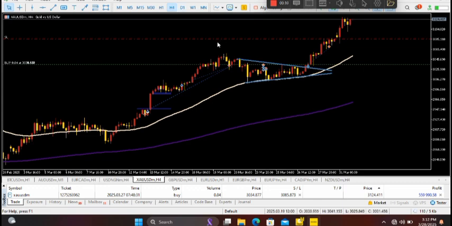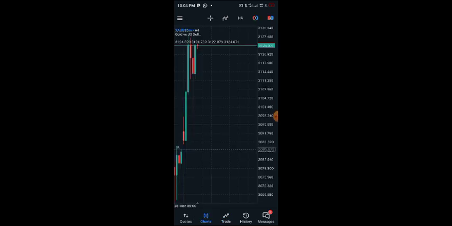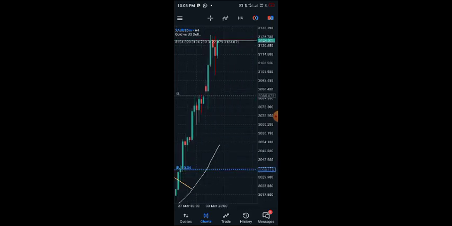So I'm going to switch over to my mobile phone right now so you can see my current running trade and profits. Let's go there. So this is the trade that you saw on my PC on gold. Yes, this is how it looks on my phone.